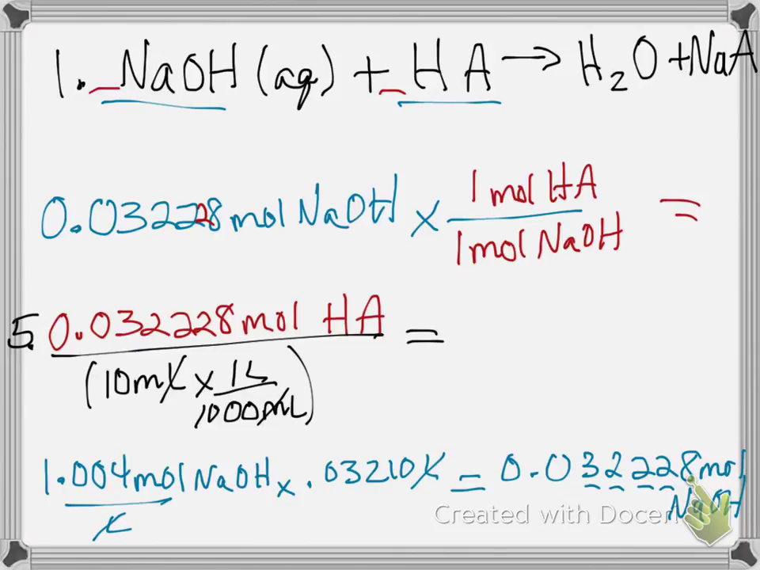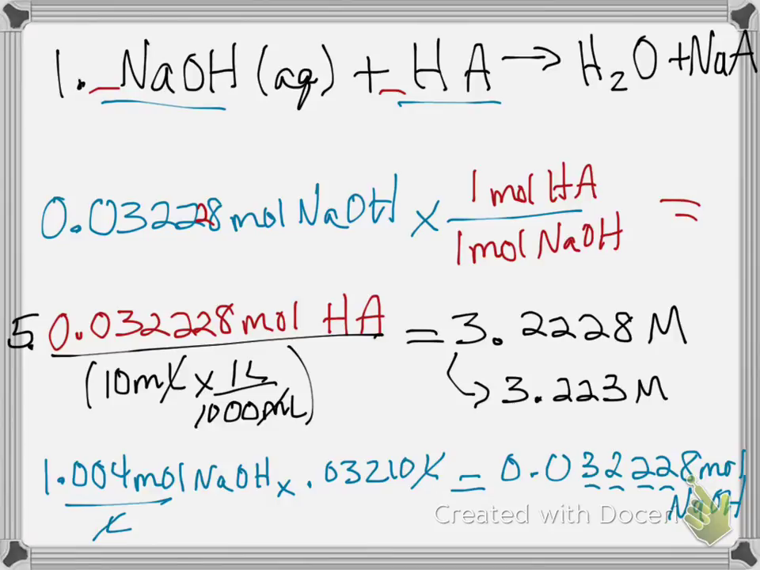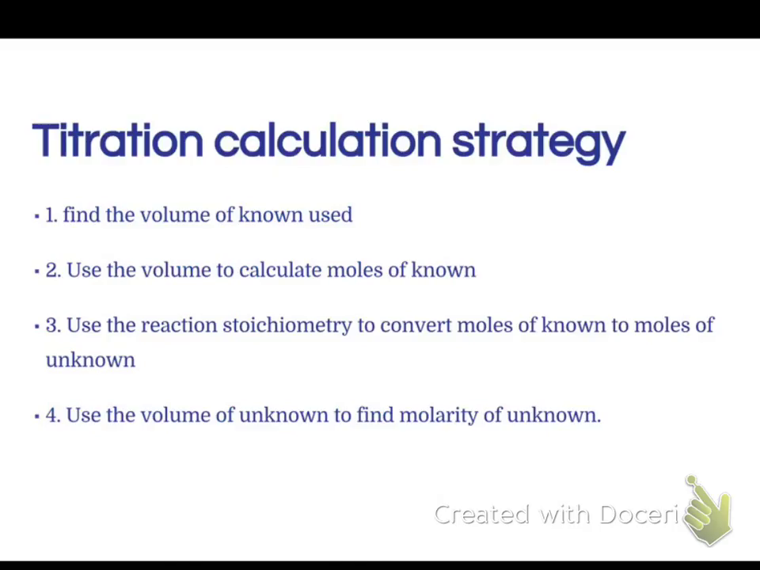So moles per liter is the goal, so that's perfect. And so when I put that in the calculator, I get 3.2228 molar. I can only keep 4 significant figures, so my final answer is actually going to be 3.223. Significant figures matter a lot in titrations. That's why you measure so carefully. So keep track of them.